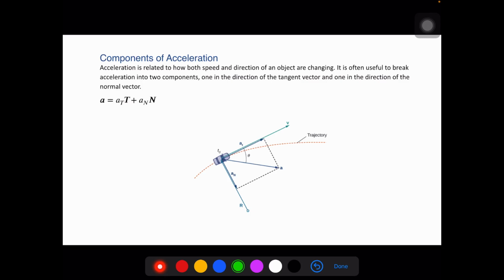And the component of your acceleration in the direction of the tangent vector, which we could call our tangential component of acceleration, gives us information about how the speed of the object is changing, whereas the component in the direction of the normal vector gives us information about how the trajectory is changing, how the path is changing, or the direction is changing.